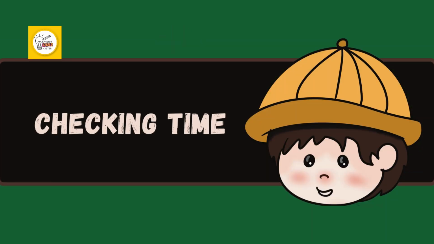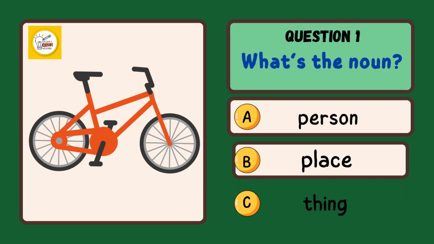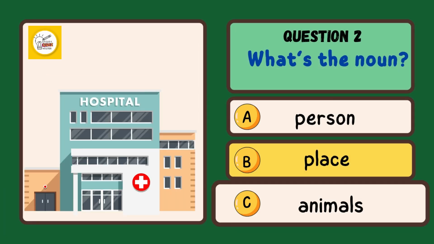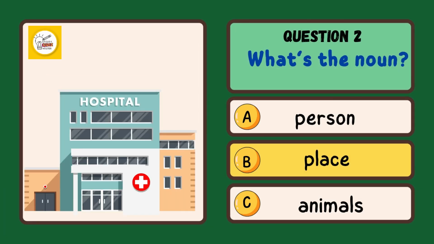It's checking time. Question number 1. The correct answer is C, thing. Question number 2. The correct answer is B. Place.